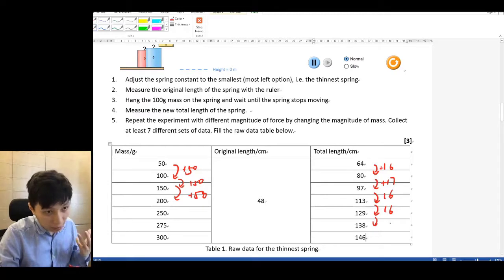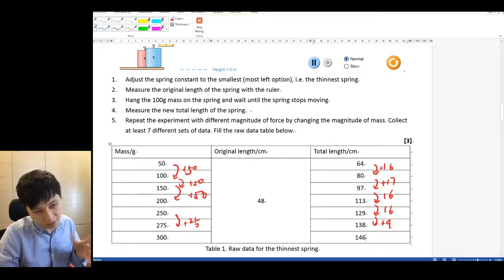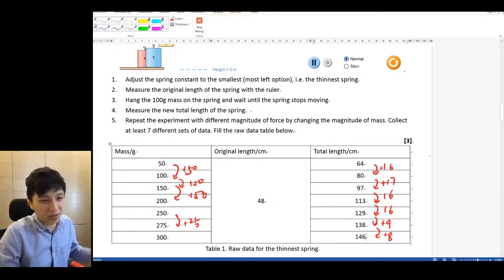Here is plus 9, yeah, but the thing is because here to here is only 25 grams, so that's why it still kind of makes sense. And here is plus 8, yeah, I think this is pretty good. So I think the results should be pretty nice on the graph later on.